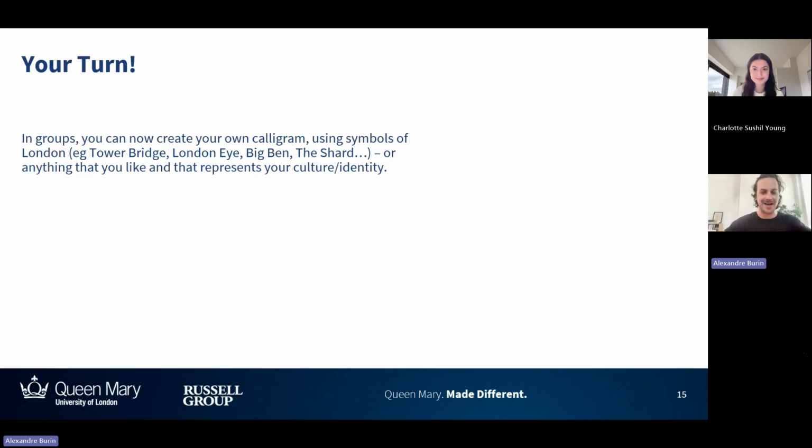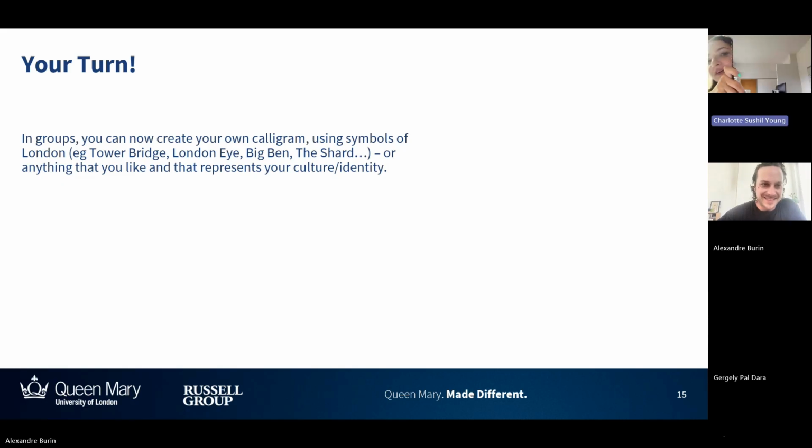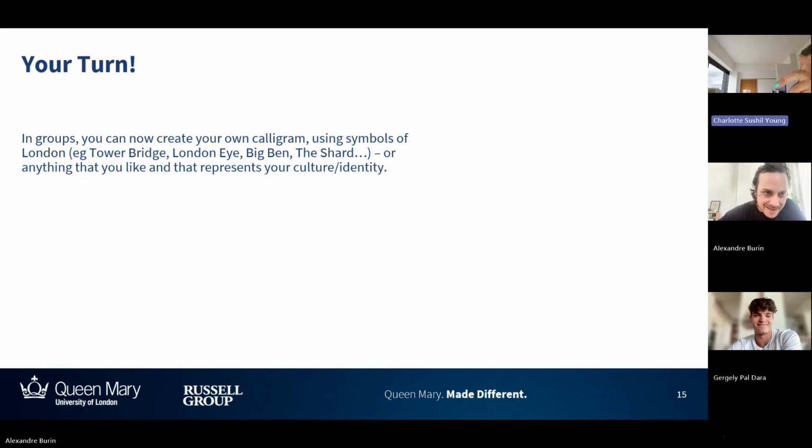All right. Okay. So let's resume this session. Did you have the time to come up with your own calligram? Yes, says Charlotte. Do you want to share it with us? Okay, it's a little bit cringy. I tried to draw it. Oh, you can't see because of my.